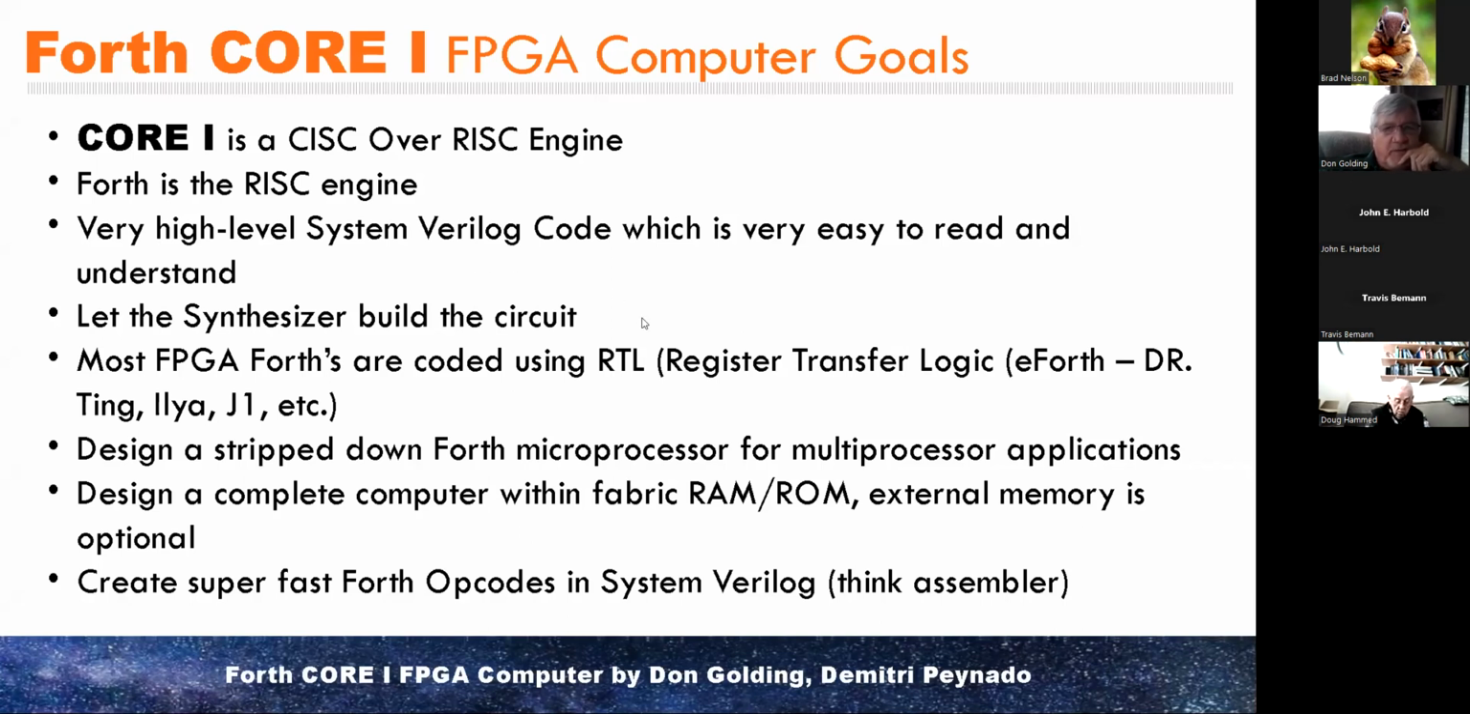So like I said, Forth is a RISC engine. We're using very high-level SystemVerilog code, which means we can parameterize, for example, the data width and how large the address buses are. You change it from 32-bit to 16-bit to 48-bit to 128 bits, and you resynthesize, and now you have a 128-bit computer, depending on your application, how wide you need. If you're doing embedded systems, you may only need 16 bits. Most embedded systems, 16 bits is more than enough.